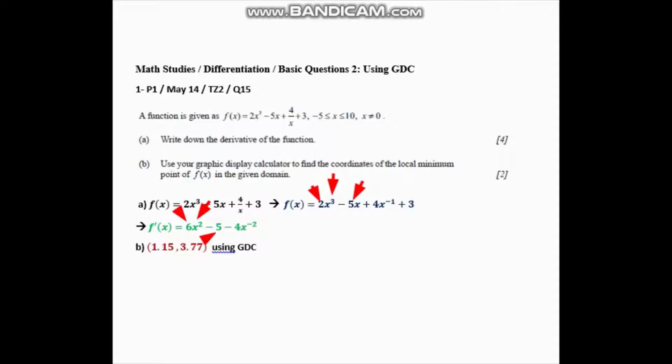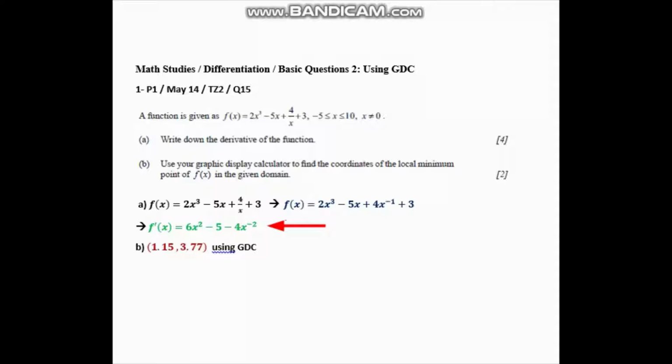Now for the third term, I have 4x to the power of negative 1. Again, I multiply by the old power to get negative 4, and I reduce the power by 1, so it becomes x to the power of negative 2. As for the final term, I only have a constant, I do not have a variable here, so the constant vanishes entirely during differentiation. Hence, my derivative expression and the answer to question A is f dash of x equals 6x squared minus 5 minus 4x to the power of negative 2.